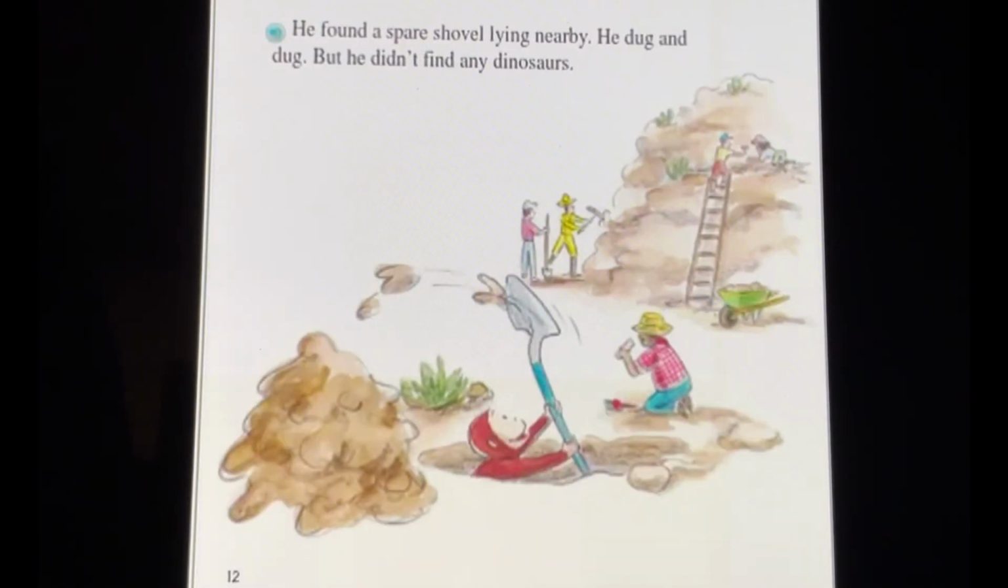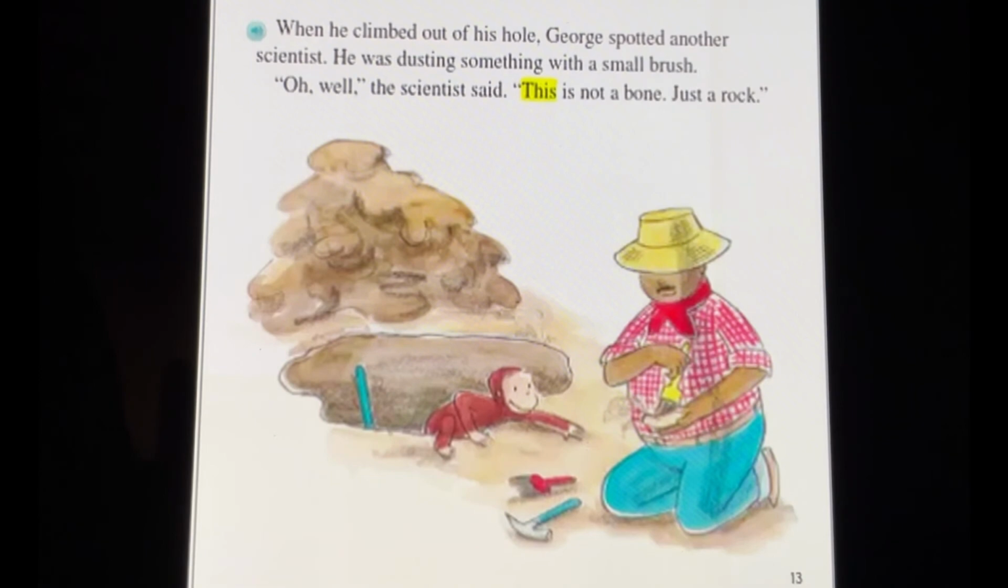He found a spare shovel lying nearby. He dug and dug, but he didn't find any dinosaur. When he climbed out of his hole, George spotted another scientist. He was dusting something with a small rock. "Oh well," the scientist said, "this is not a bone, just a rock."